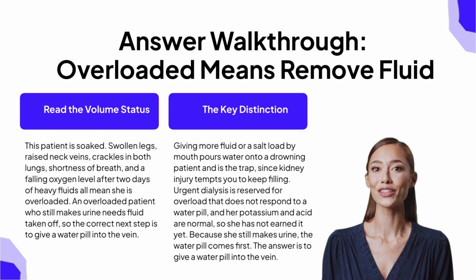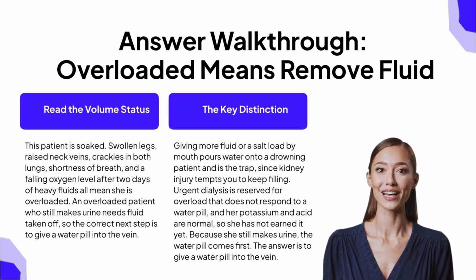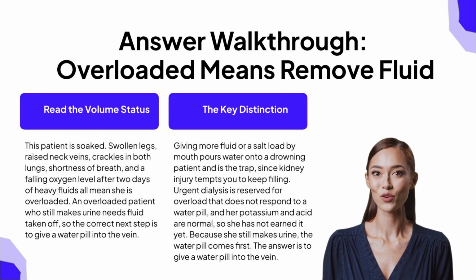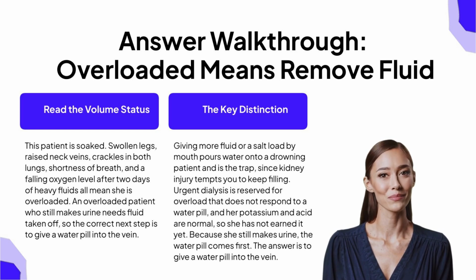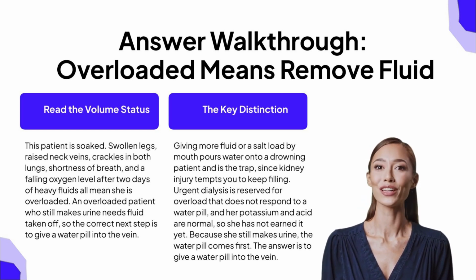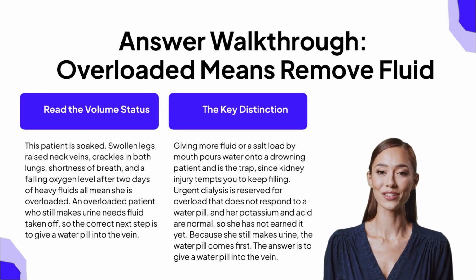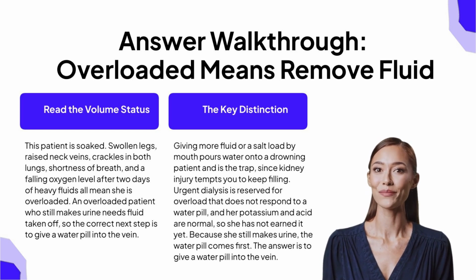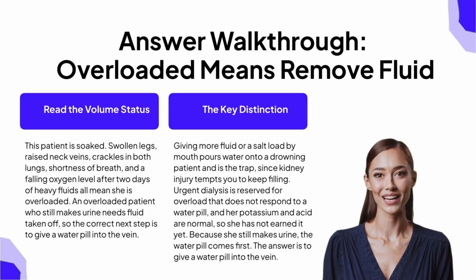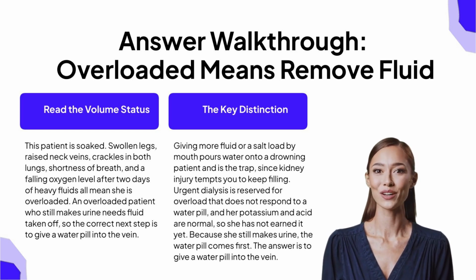Now, the key distinction between the wrong choices. Giving more fluid into the vein, or a large salt load by mouth, pours more water onto a patient who is already drowning, and that is exactly the trap, because a label of kidney injury tempts you to keep filling the tank. Urgent dialysis is reserved for fluid overload that does not respond to a water pill, but notice her potassium and acid levels are normal and she still makes urine, so she has not reached the point of needing dialysis yet. Because she is making urine, you try the water pill first. The correct answer is to give a water pill into the vein. This question is the exact mirror of our first one, and reading the volume status is what separates them.